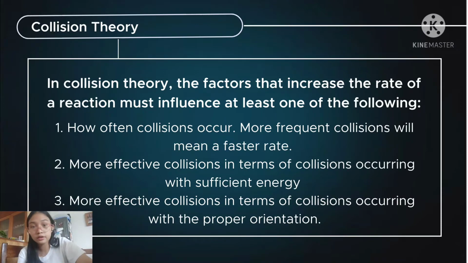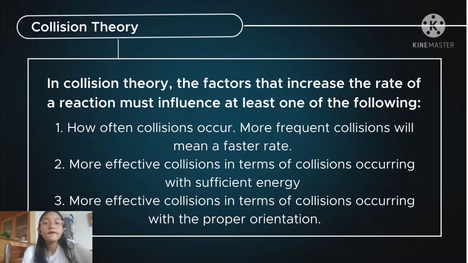In collision theory, the factors that increase the rate of a reaction must influence at least one of the following. The first is how often collisions occur. More frequent collisions will mean a faster rate. The second is more effective collisions in terms of collisions occurring with sufficient energy. And the third is more effective collisions in terms of collisions occurring with the proper orientation.